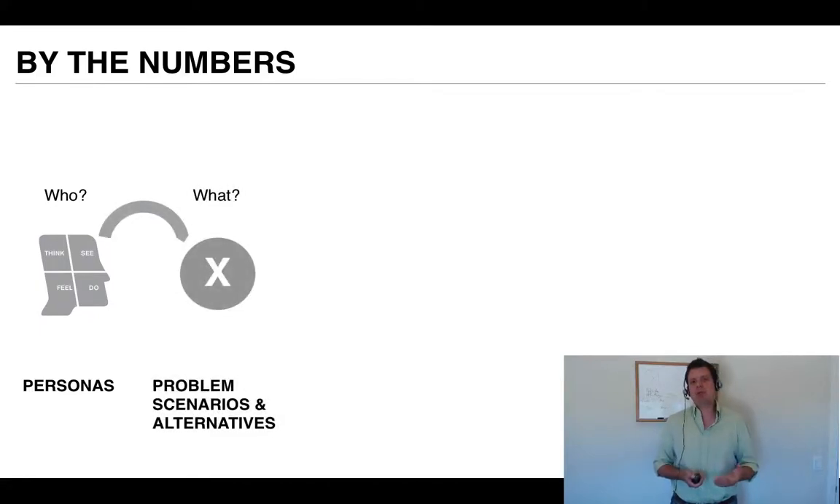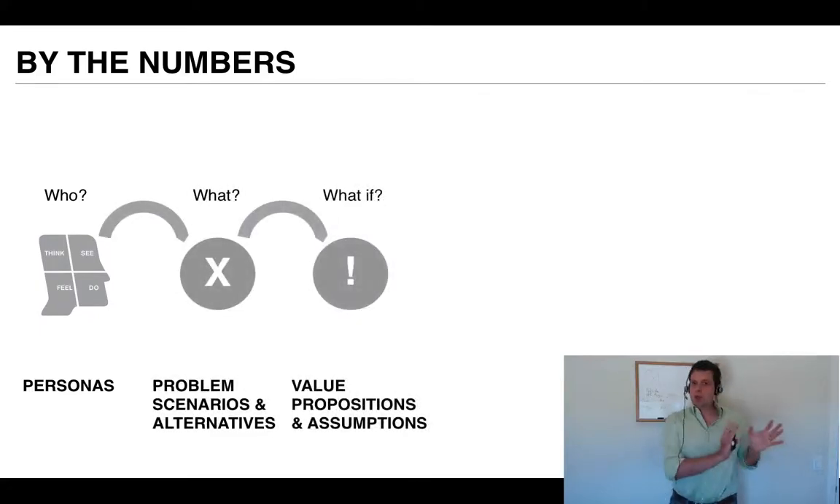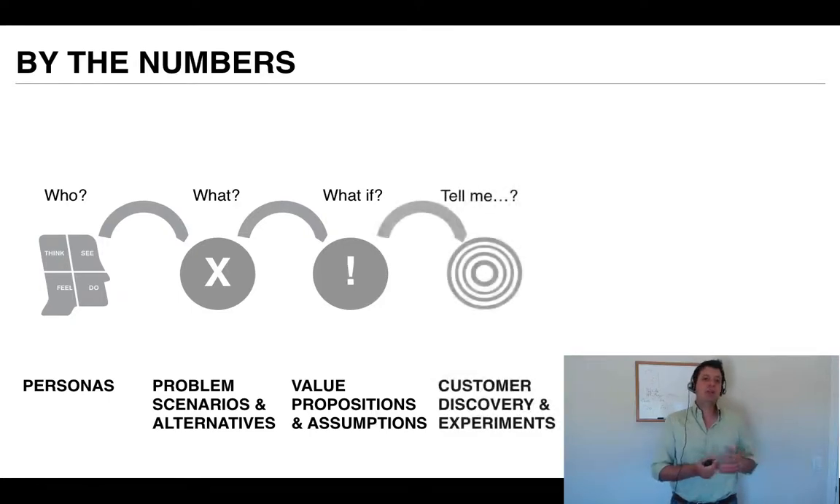Then we look at these problem scenarios and alternatives, what we're going to deliver on those, and then we structure these lean startup style assumptions against those. So what are all the things that have to be true for this to work? And then how do we go out and discover and experiment to prove or disprove those things and iterate before we run out of time and money?